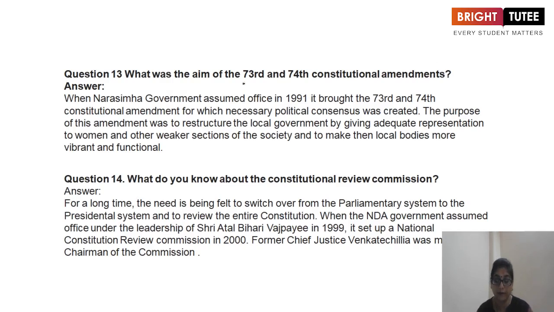What was the aim of the 73rd and 74th constitutional amendments? When the Narasimha Rao government assumed office in 1991, it brought the 73rd and 74th constitutional amendments, right, for which necessary political consensus was created. And the purpose of the amendments was to restructure the local government by giving adequate representation to women and other weaker sections of the society and to make the local bodies more vibrant and functional.